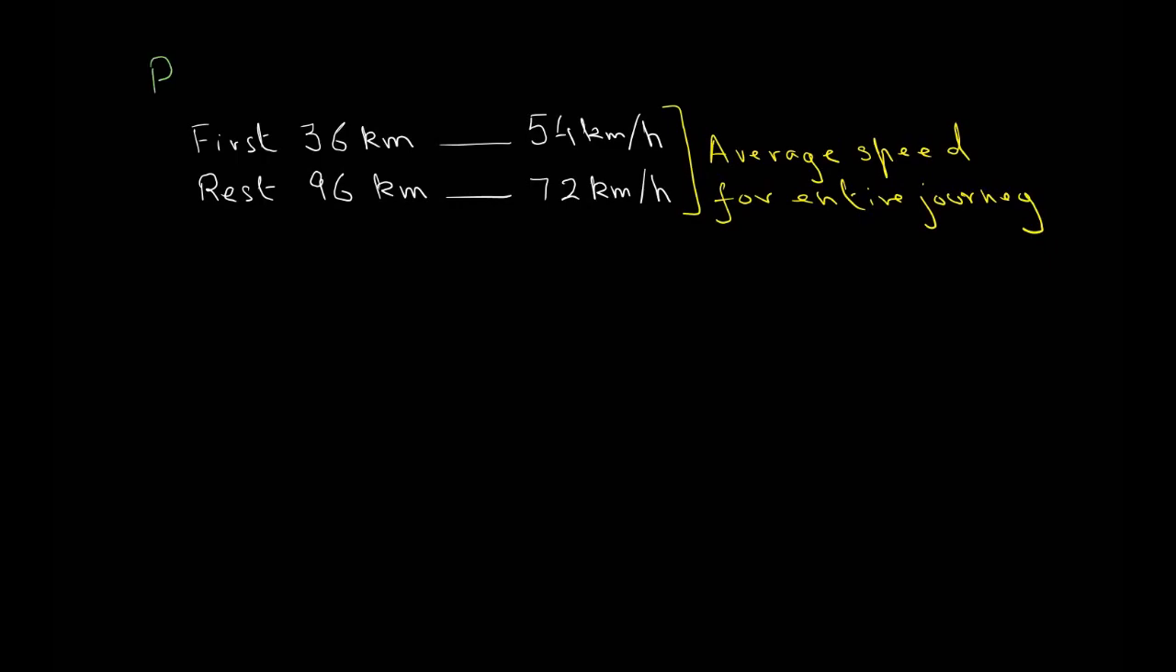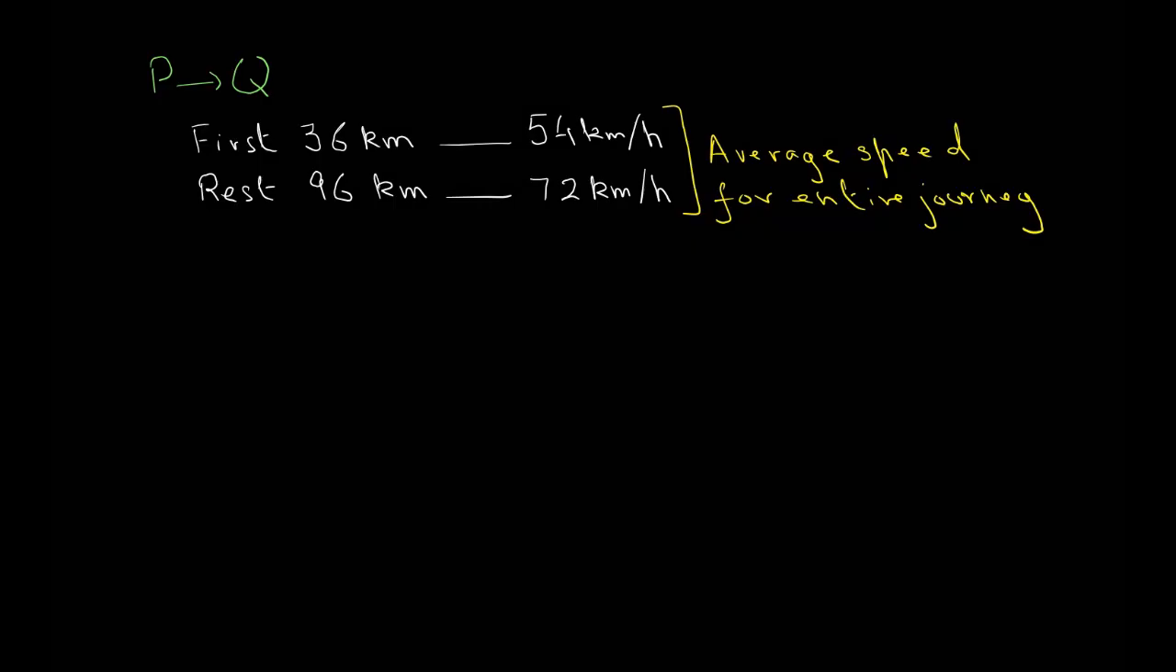So let's solve another problem. The problem is that Brian drove from town P to Q. He traveled the first 36 kilometers at an average speed of 54 kilometers per hour. He traveled the remaining 96 kilometers at an average speed of 72 kilometers per hour. Find his average speed for the whole trip.